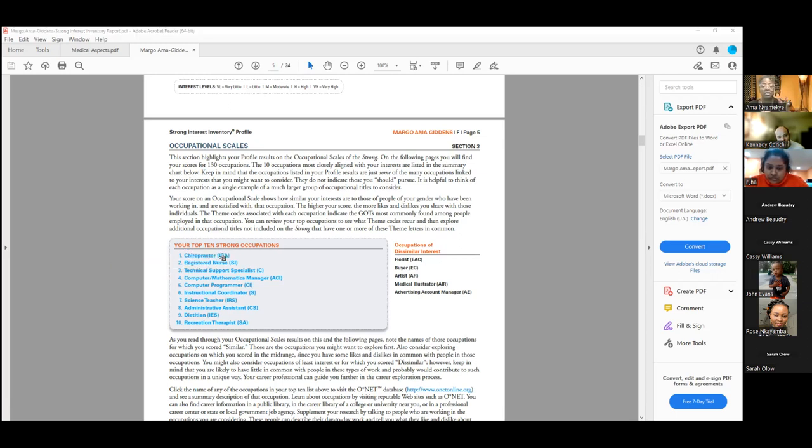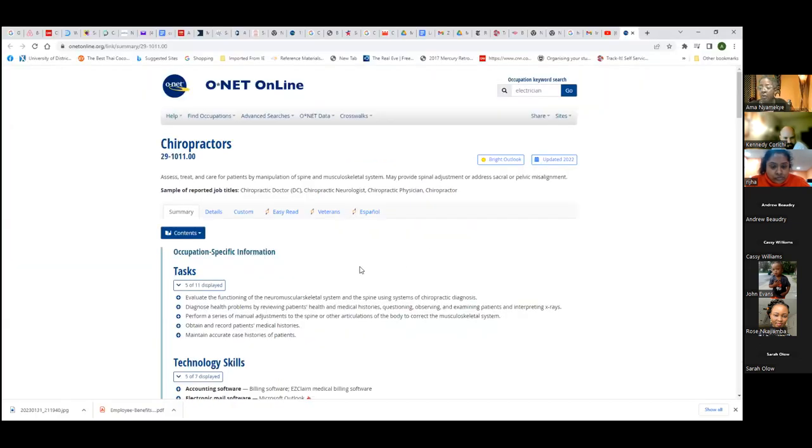Do you still see the Strong? Yes. Okay. If I click on it, I'm going to flip back. It's going to take me directly to O*NET, right? No. So there again. Great. That's awesome.